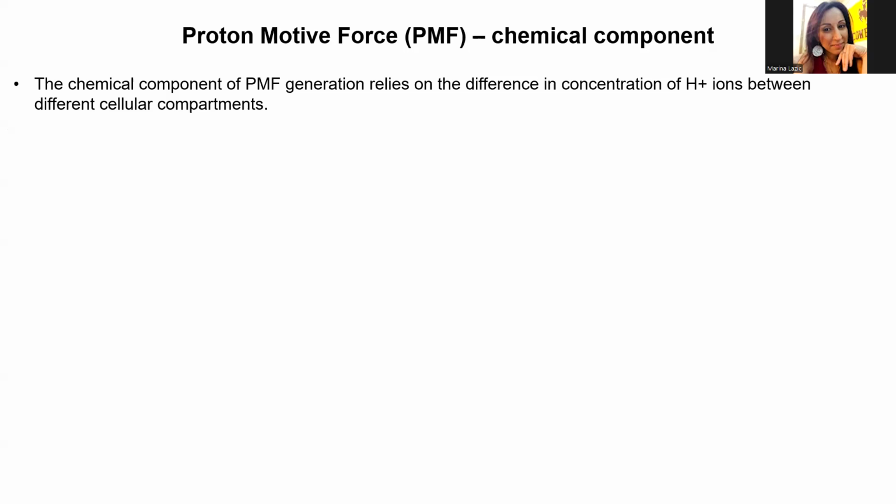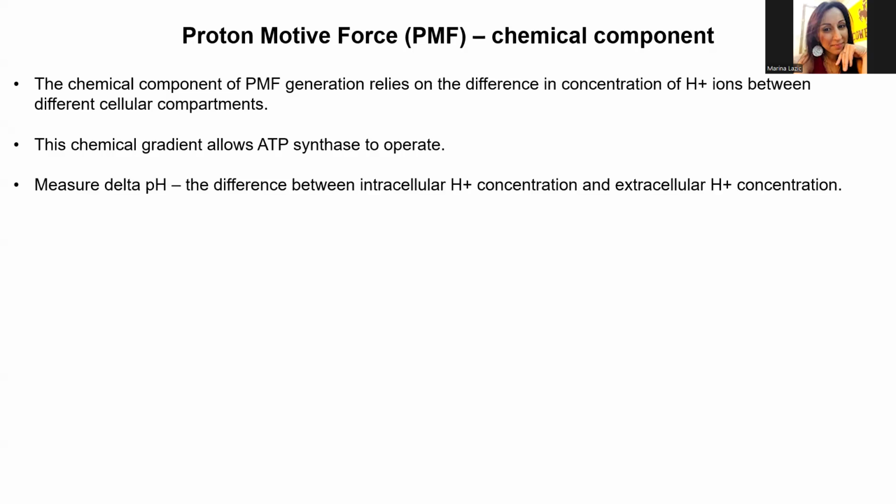So the chemical gradient that exists between two compartments allows ATP synthesis at the end of the electron transport chain. Again, that will be much clearer when we talk about the electron transport chain. And what you measure is delta pH. In the electrical component, you had delta psi, which was membrane potential. Here you measure delta pH, which is the difference between the concentration of H+ or acidic ions intracellularly and extracellularly. That's why we call it chemical.